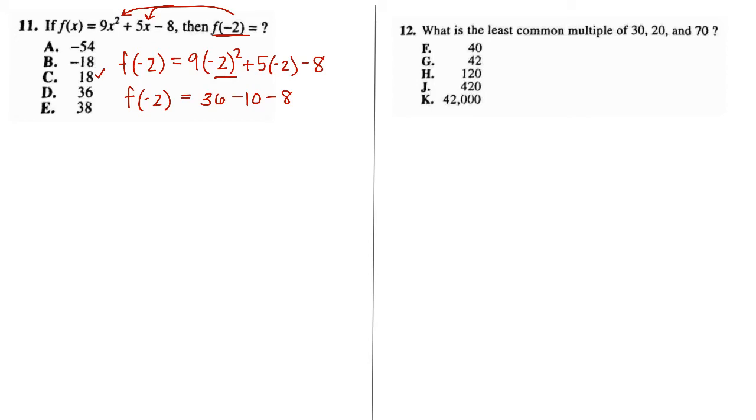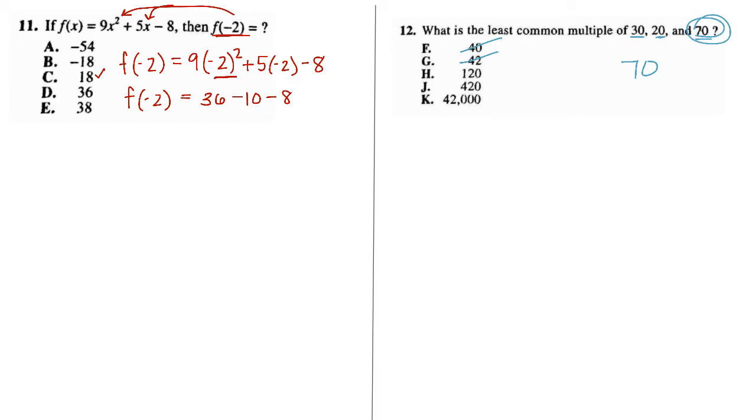Okay, let's see. Next problem, least common multiple. So the least common multiple is just like a least common denominator. Back in elementary school, you had to list out all those multiples and find which one was equal. But keep in mind, your least common multiple can't be any smaller than the biggest number you're looking at. So the least common multiple has to be 70 or greater. Well, if that's the case, we can get rid of those two.